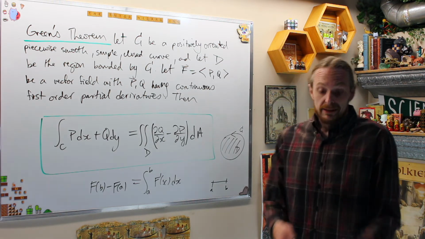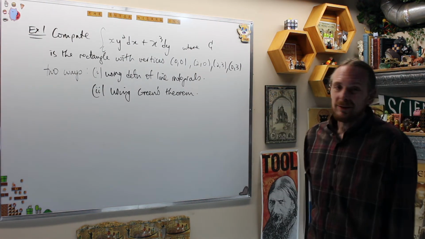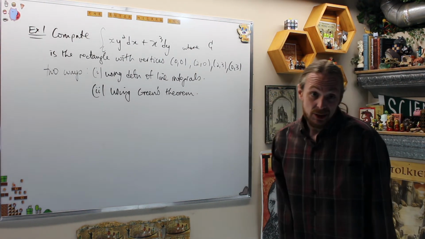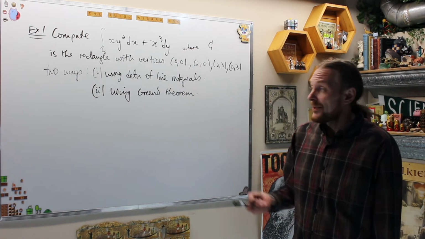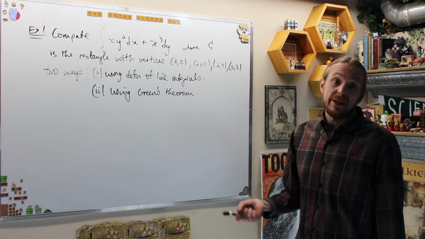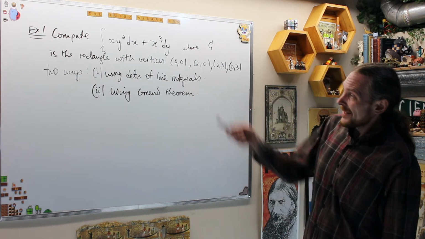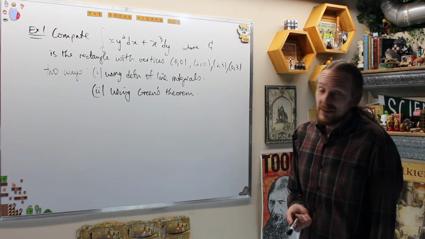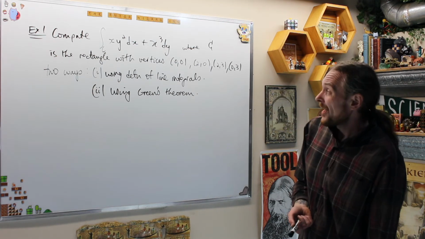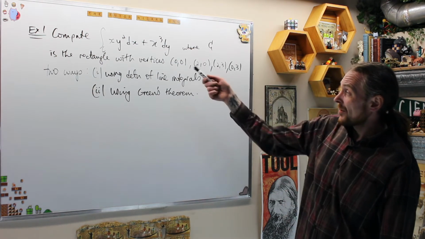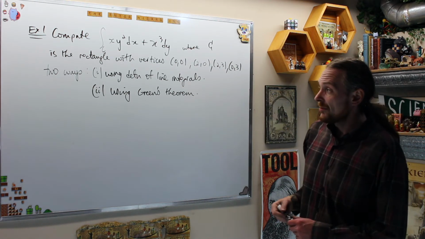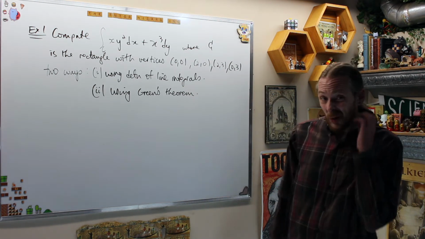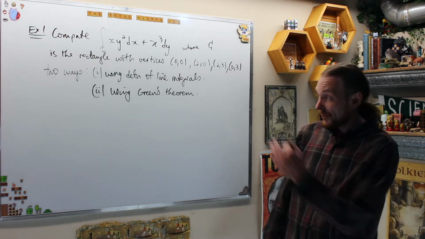Let's do an example of this. We're going to compute a line integral now, and I'm specifically going to show you why Green's theorem helps us a whole lot. Instead of computing with the definition of a line integral, we're going to use Green's theorem to make it a whole lot easier. We have this line integral of xy squared dx plus x cubed dy, where C is the rectangle with vertices (0,0), (2,0), (2,3), and (0,3). And of course we have to make it positively oriented. We're assuming this a priori if we want to use Green's theorem.